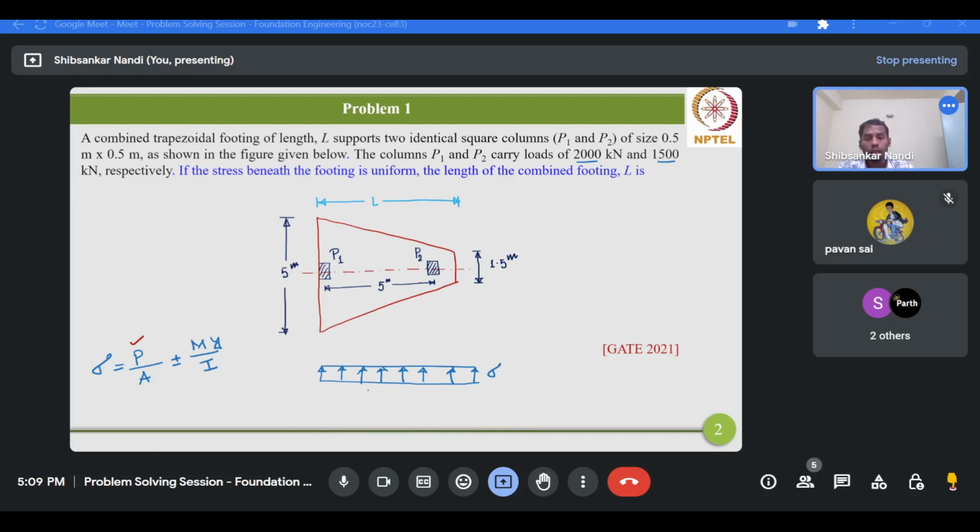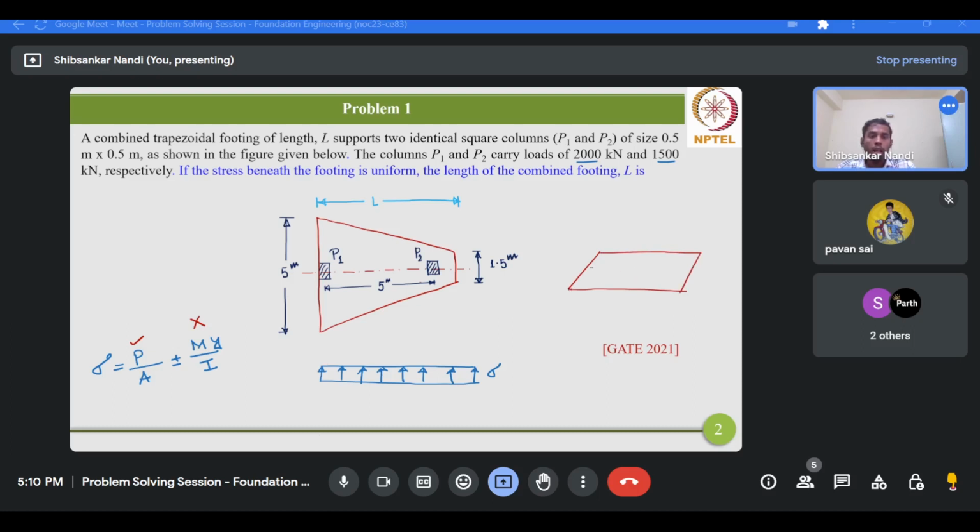Now how can we ensure that there is no moment on this footing? If you consider this moment component, then only will you get a non-uniform distribution of stress beneath the foundation. Otherwise it's fine. You will have only the first component, and that will be uniform. So suppose this is the plan area. Right now I am giving you the example of a rectangular footing.